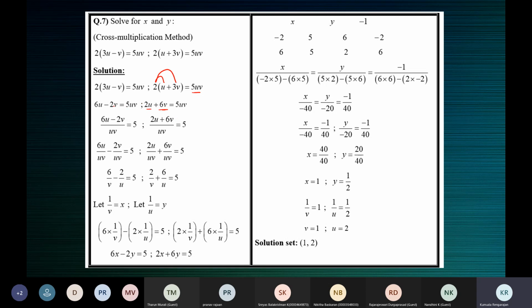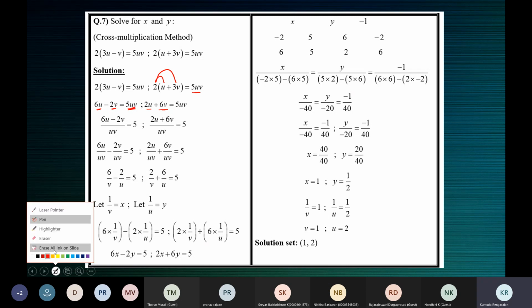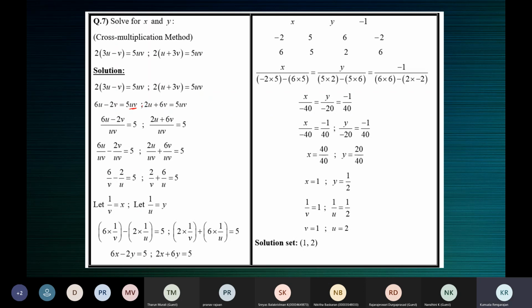Next, what you need to do is, see, this is like the u term or v term. And this looks like the constant, but then it has that uv in it. So this uv, you bring it down for division to the other side. So it will be (6u minus 2v) by uv, and the uv goes to the other side for division, by uv is equal to 5. Now 5 stands alone. That 5uv, we took it to the other side for division. It's a multiplication, so it goes for division to the other side.